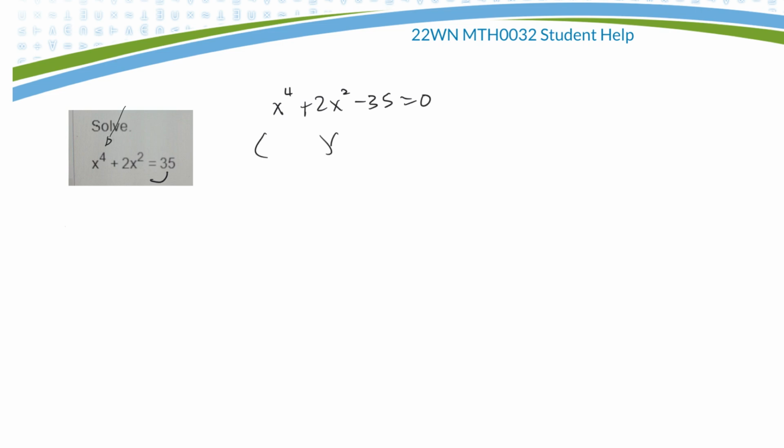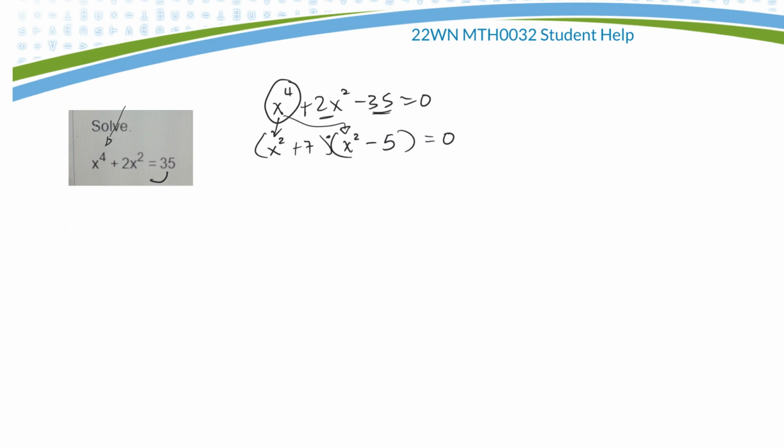Then I'll look to factor. Two things that multiply to negative 35 and add to 2 would be a positive 7 and a negative 5. And then what do you suppose I'm going to put right there and there? Yeah, probably an x squared and an x squared equals 0.